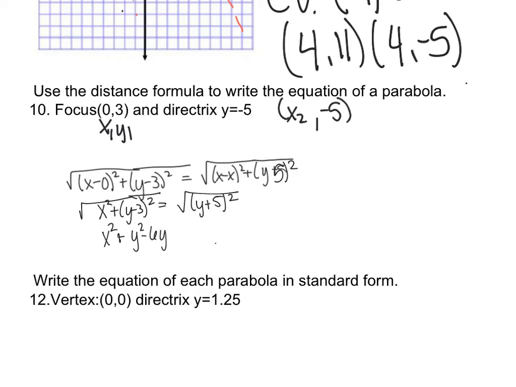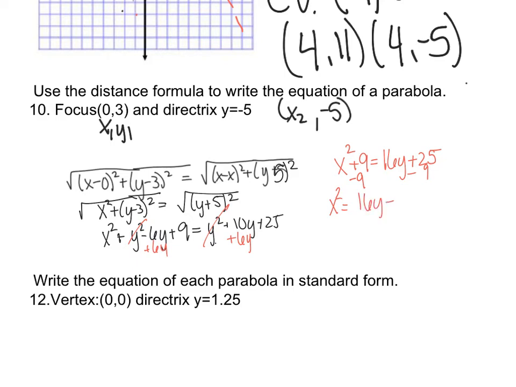Y squared minus 6y plus 9 equals y squared plus 10y plus 25. So we have y squareds on both sides, so those cancel. I'm going to go ahead and add this 6y. So now I have x squared plus 9 equals 16y plus 25. We're going to minus 9. So I have x squared equals 16y plus 16, divided by 16. So 1/16 x squared equals y plus 1.